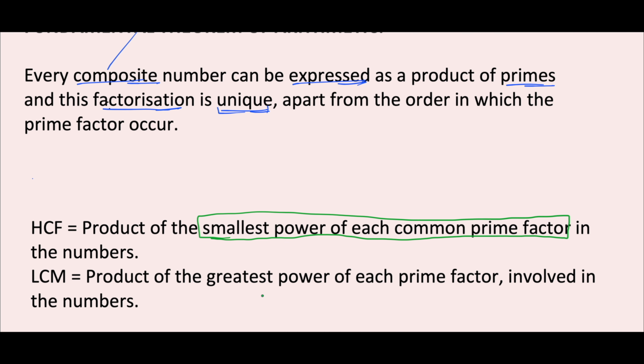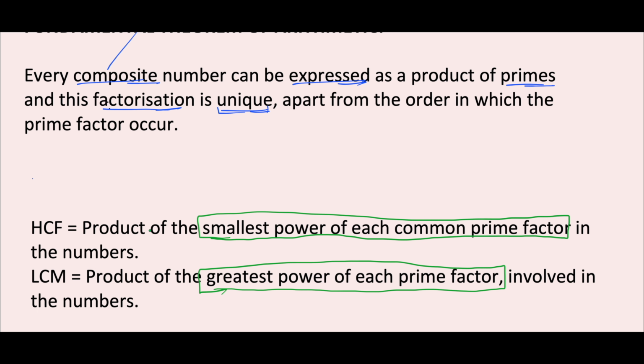Similarly, by prime factorization, we can find the LCM of the given numbers also. And how do we find the LCM of given numbers? It is given by the product of the greatest power of each prime factor. So in the HCF, we were taking the smallest power of each common prime factor, but in the LCM, we have to take the greatest power of each prime factor. In the case of the LCM, we don't have to check whether that prime factor is present in all the numbers or not. We have to take the greatest power of each prime factor, even if that prime factor is present in only one of the given numbers.